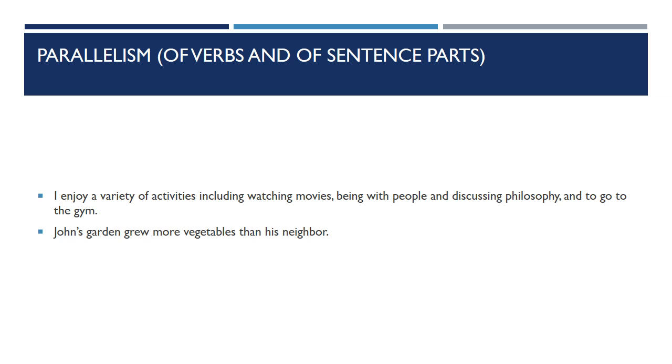So parallelism can be of a number of different things. You can have parallelism of verb tenses. So again, all the verbs have to be the same. You could have parallelism of nouns or parallelism of sentence parts. So here is an example of the parallelism of the pieces. I enjoy a variety of activities including watching movies, being with people, and discussing philosophy, and going to the gym. Right? The second one, John's garden grew more vegetables than his neighbor. Again, we're implying that it's his neighbor's garden, but it's not directly stated. What you're saying here in this sentence is that his neighbor grew vegetables. And again, the neighbor is not physically capable of growing vegetables. So it's John's garden grew more vegetables than his neighbor's garden. That's parallelism of sentence parts.